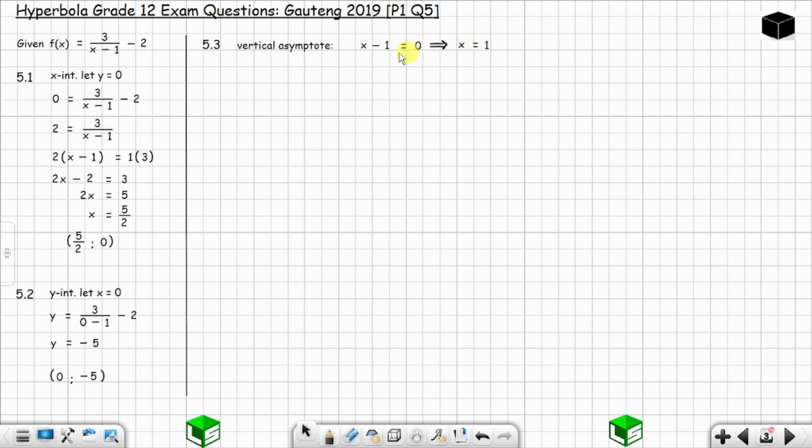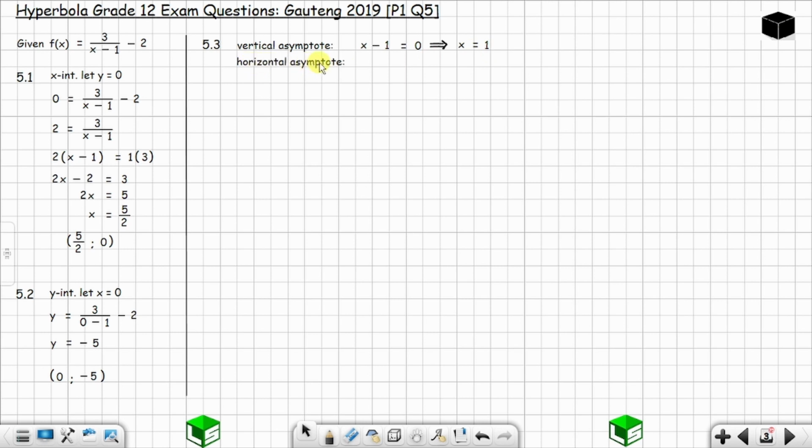So the equation of the vertical asymptote is x is equal to 1. This is what we have to do always if you want to get the vertical asymptote. You take what you have in the denominator, you equate it to 0 and you solve for x. Now the horizontal asymptote.